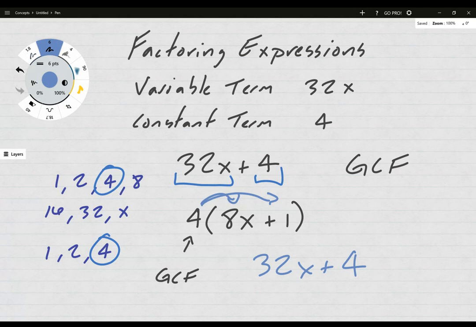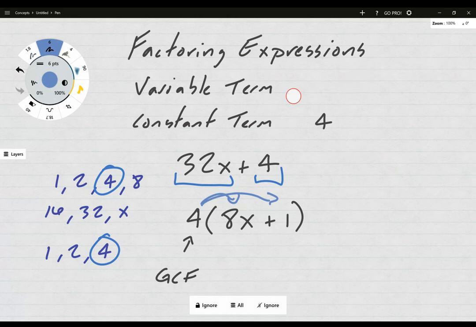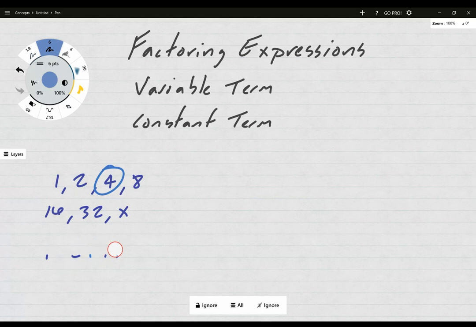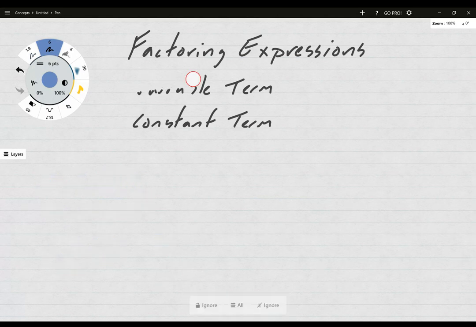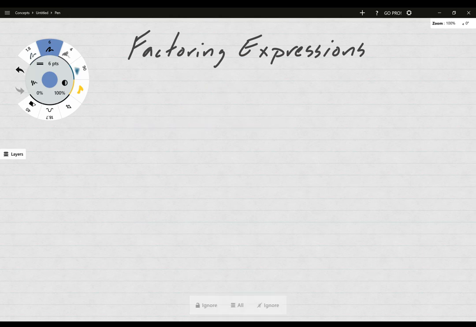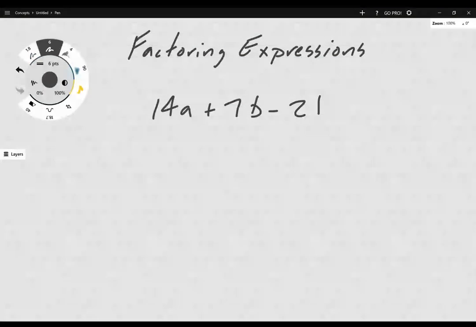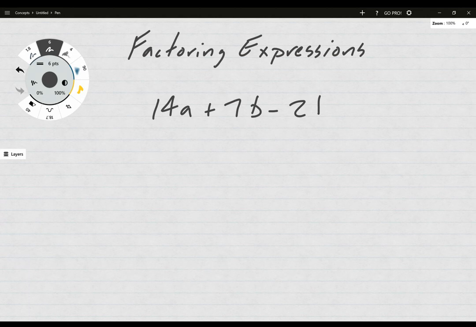Let's say I have 3 terms in it now. So let's look at that. So we're going to have more than one variable term, and we're going to have a constant term as well. So let's say I have the expression 14a plus 7b subtract 21. Now in this case, I have two different variable terms.